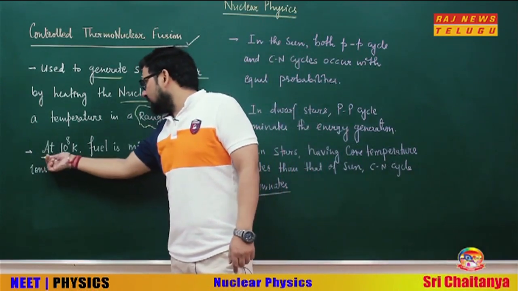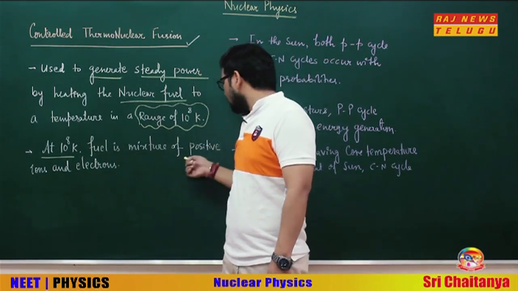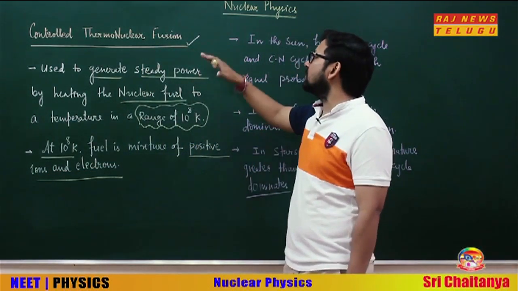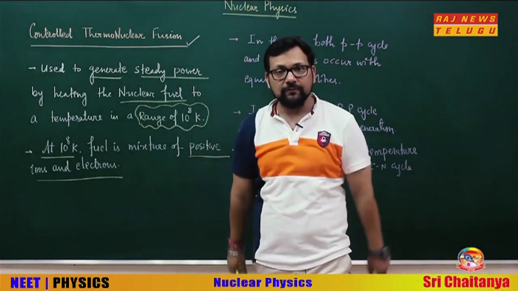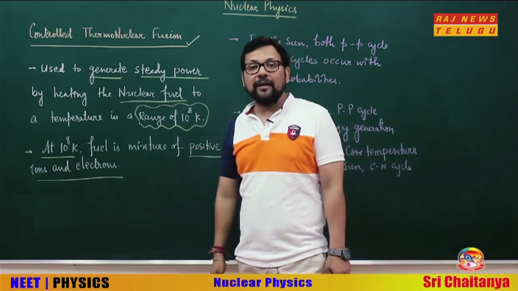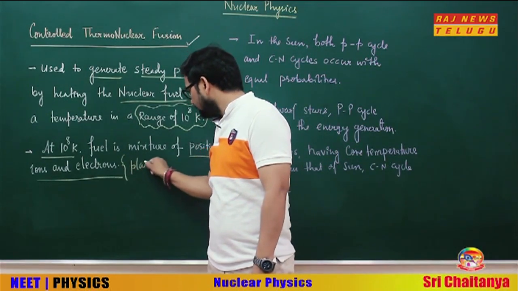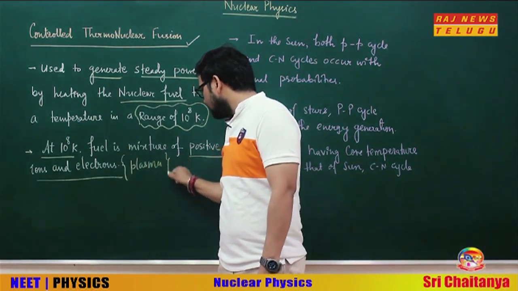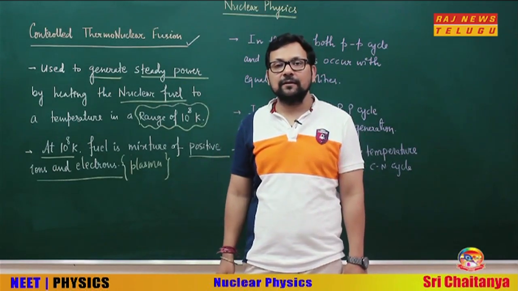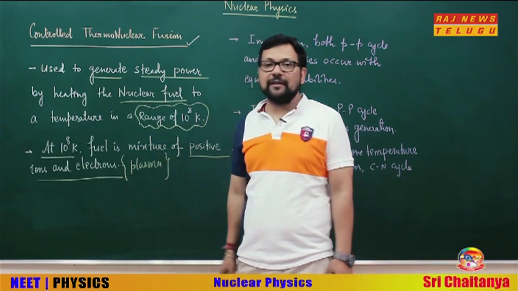See, now a technical thing here. Your question point is this: at 10 raised to power 8 Kelvin for controlled thermonuclear fusion, what exactly is the fuel? Fuel is a mixture of positive ions and electrons. And my dear students, these electrons are what? Plasma. So at this temperature, fuel is a mixture of positive ions and electrons, which are plasma here.